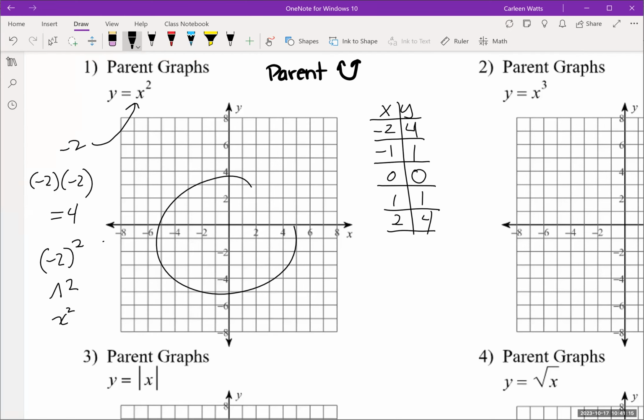We're going to choose, that's a very good question. We're going to choose numbers surrounding the 0. No one has ever asked me that question before. I've taught a long time. Right now, we're choosing numbers surrounding the 0. After we shift it, we're going to choose numbers surrounding the vertex, and we'll get to that later. So for right now, numbers surrounding the 0.